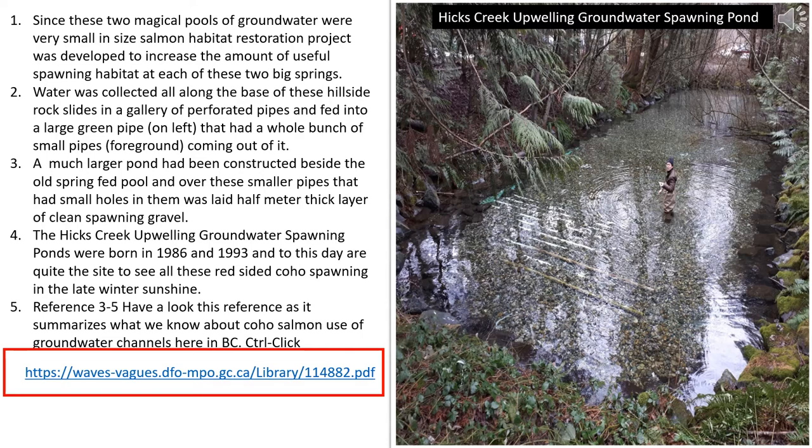So the first pond was built in 1986, worked very well, and the second pool of upwelling water was reconstructed in 1993. They continue to be very productive today, both for coho salmon and actually a small population of chum salmon also use these ponds on Hicks Creek.